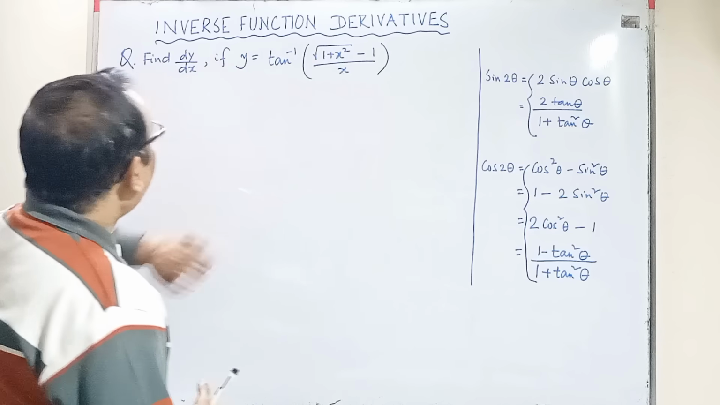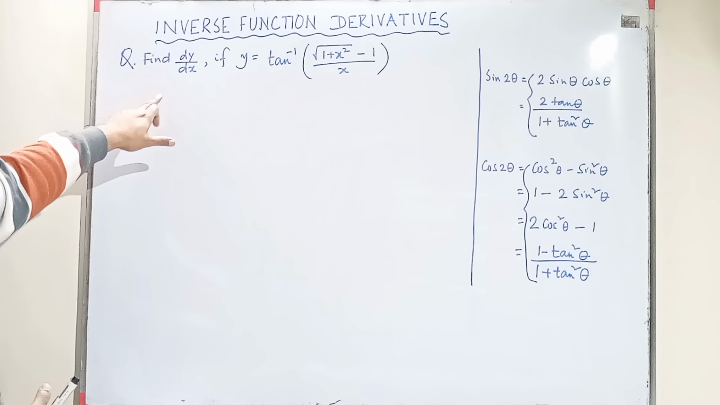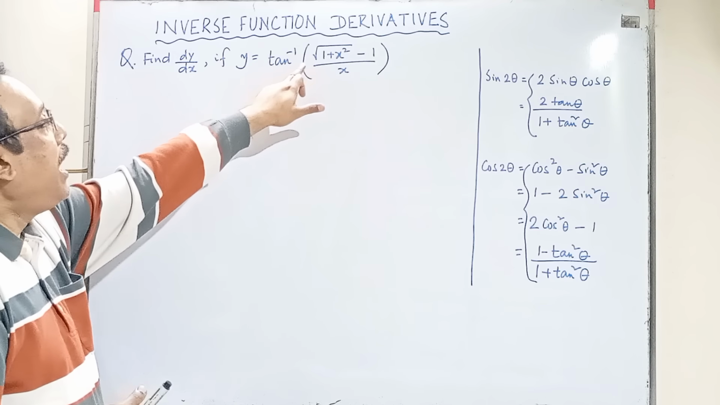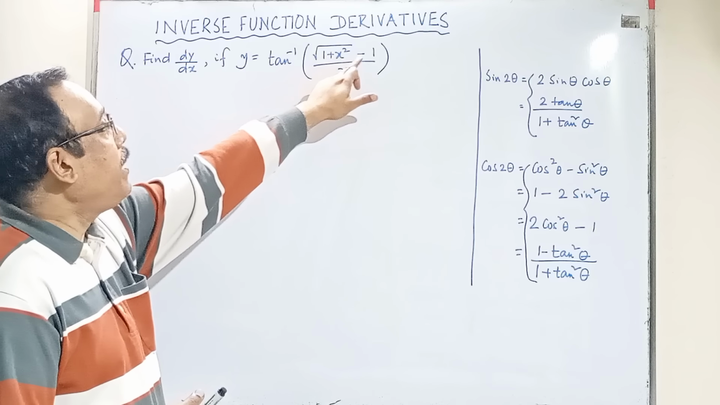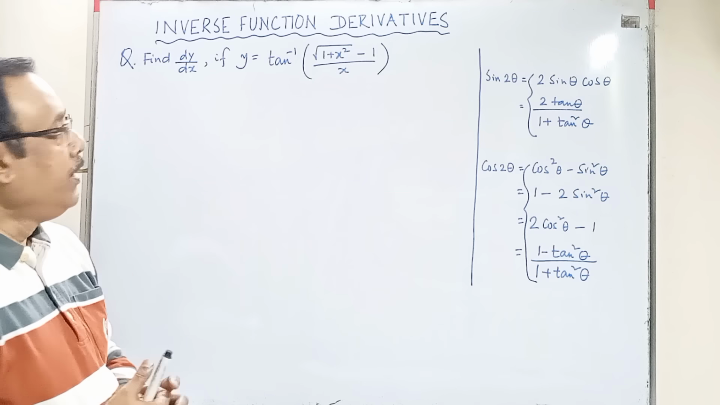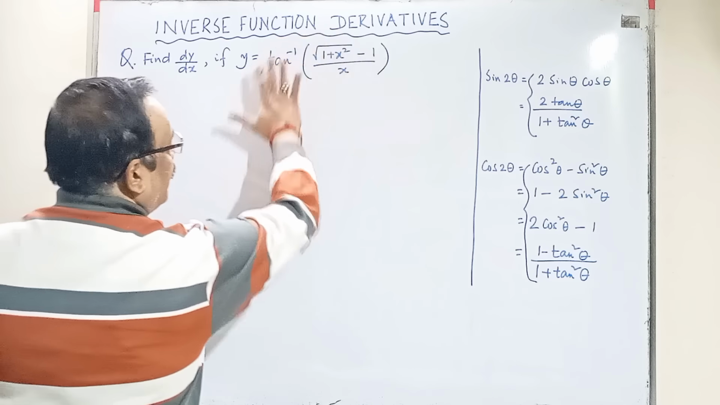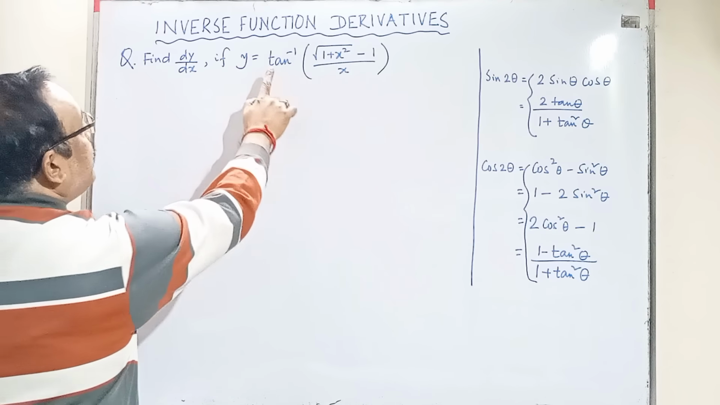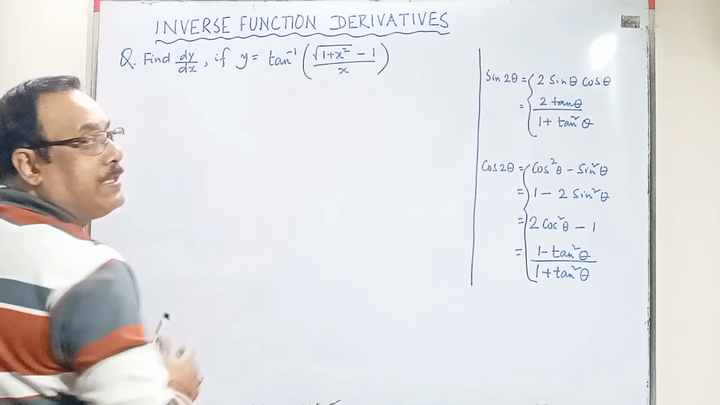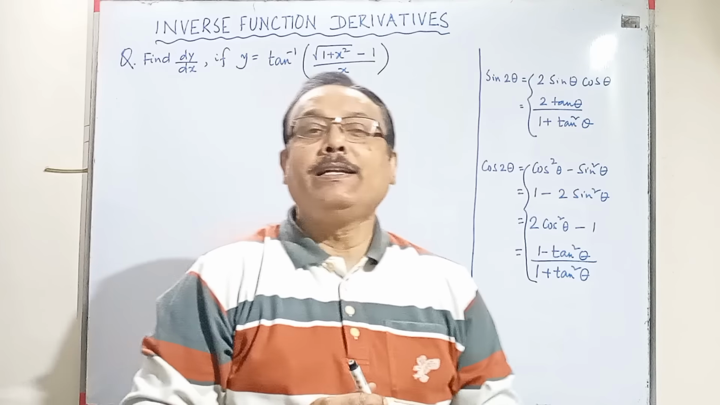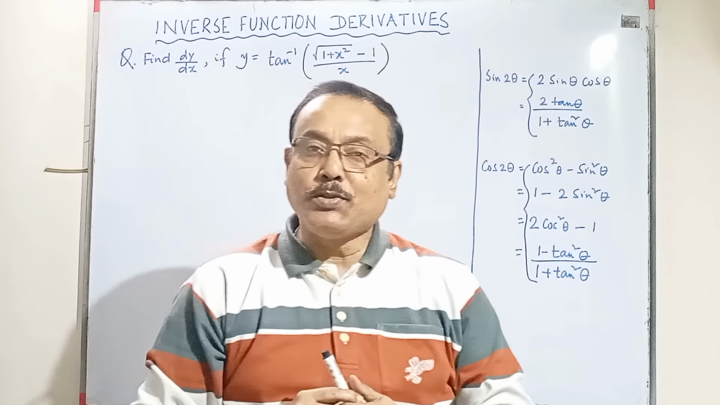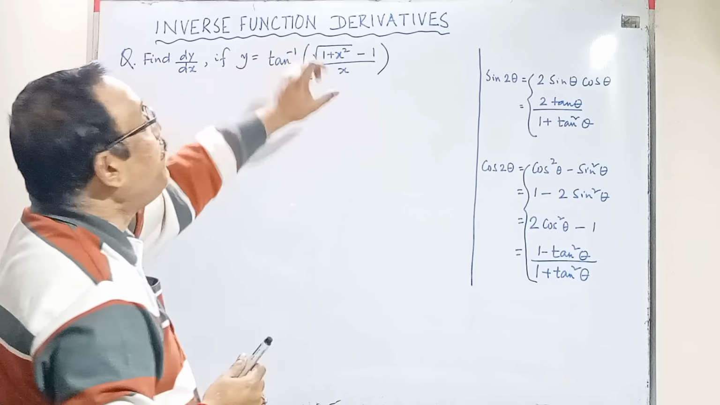Now I have taken a sum. Find dy by dx if y is equal to tan inverse of under root 1 plus x square minus 1 by x. Now this sum, I can do it thinking of this entire thing as x. So y is equal to tan inverse x, and we know the derivative of tan inverse x is 1 by 1 plus x square, but that will become very big.